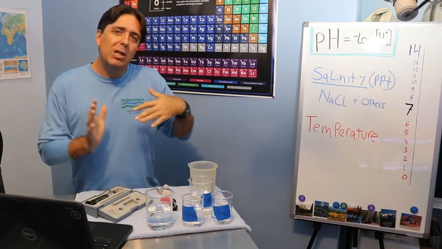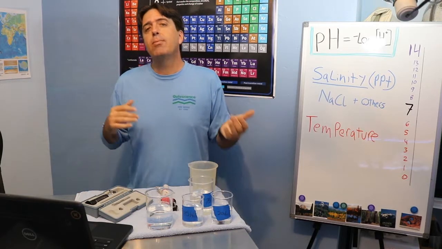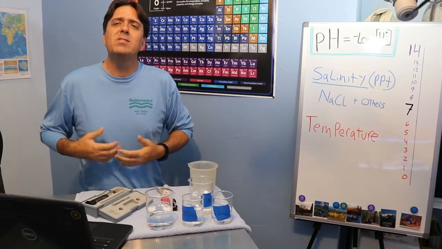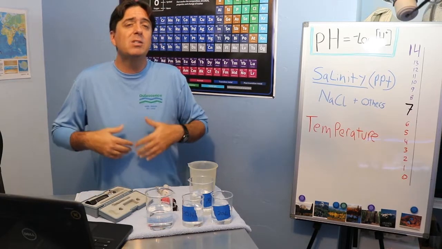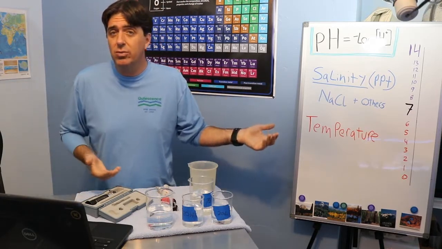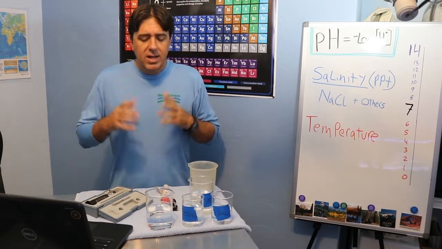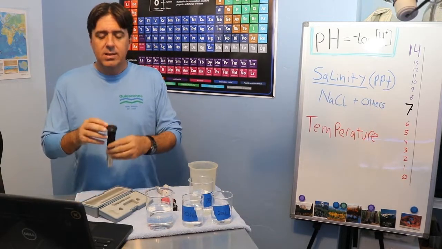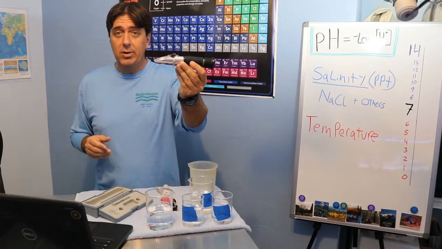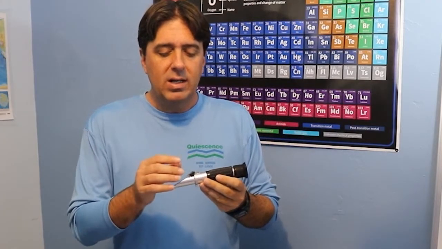Now, when you start getting below 30, we get into what we consider brackish water, where usually you have some sort of freshwater influence. Maybe it's a river outflow, a lot of precipitation or rain, things like that. Now, I measure this in something called a refractometer. Now, a refractometer is a great little instrument.